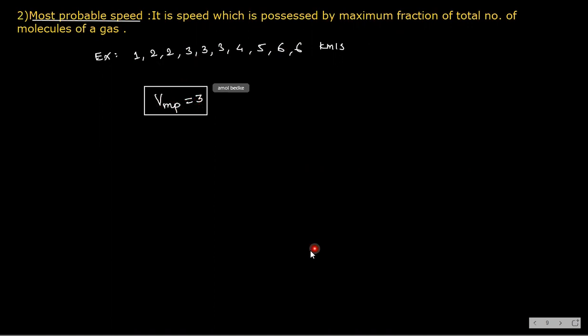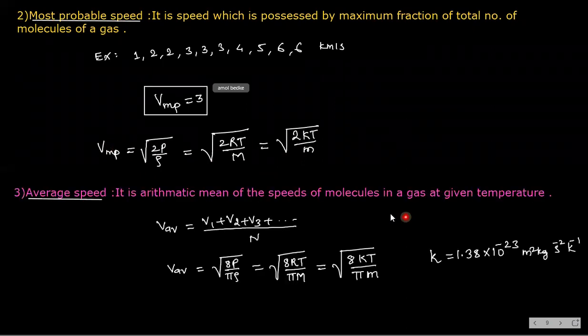And that's why most probable speed is what? 3. The most probable speed Vmp is equal to under root 2P by rho, which is equal to under root 2RT by capital M, which is equal to under root 2kT by small m. Same relation between R, k and m and capital M, so no need to explain again.